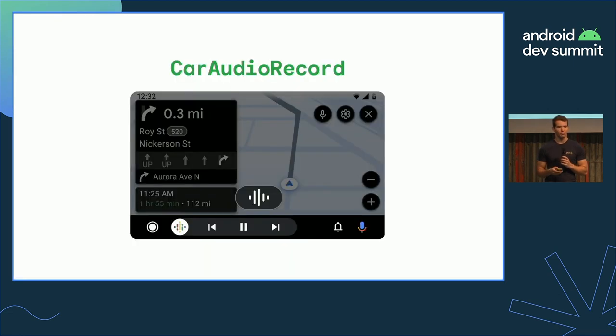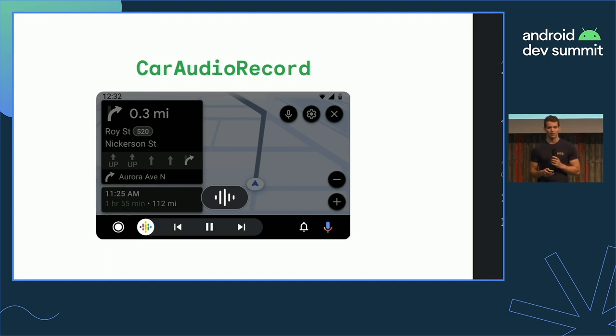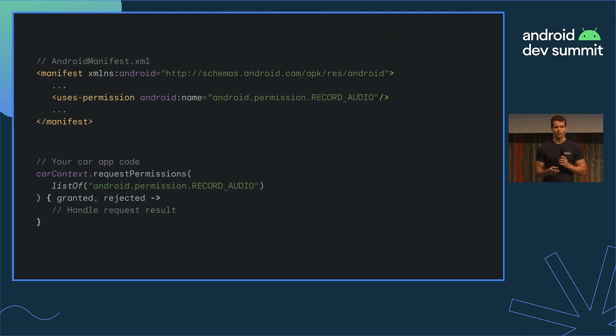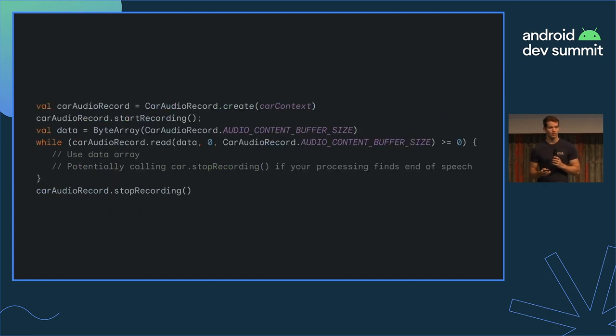Finally, to enable in-app voice functionality, we're introducing the Car Audio Record API, which will allow you to record audio from the car's mic. As with other form factors, you're going to need to get your user's permission before you're able to record audio. And there's a very helpful method called Request Permissions that lets you do this using the same code across both Android Auto and Automotive OS. From there, using the API is pretty similar to Android's Audio Record API, but it's better suited for the cars because it provides the same interface across both platforms.